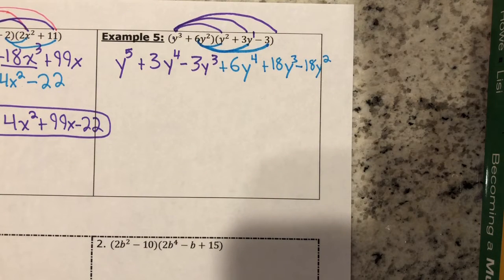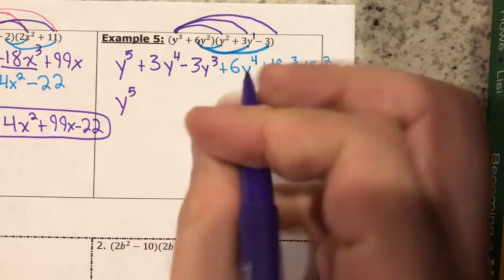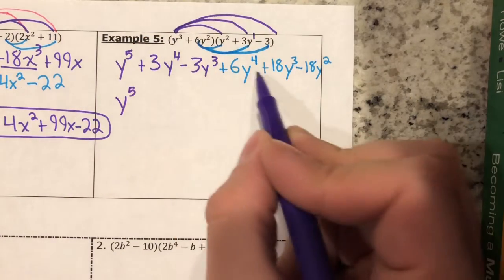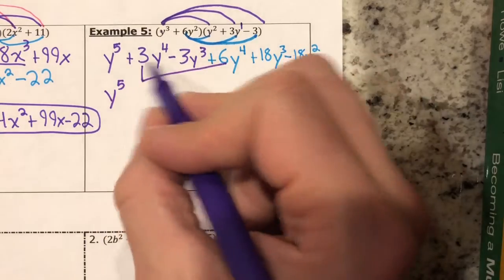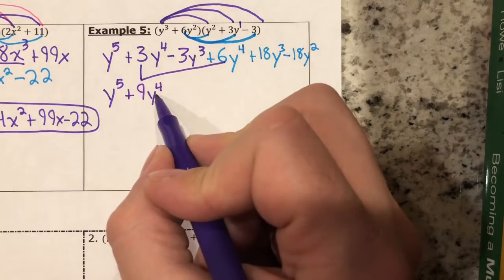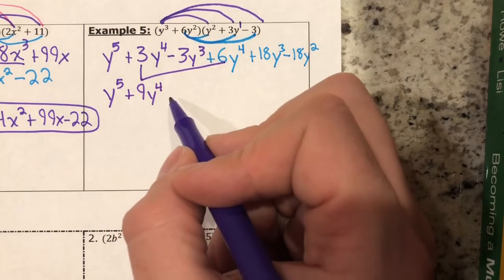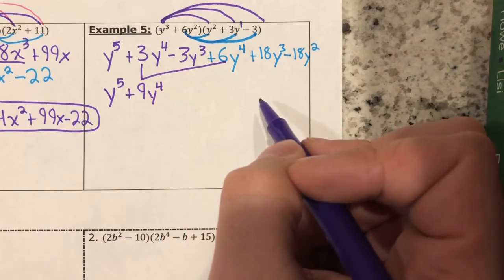All right, so let's follow the order of exponents. So greatest to least, we have y to the 5th. Then we have a couple y to the 4th that we can combine. So 3 and 6 would make 9. The exponents, you keep the same. You don't add the exponents when you're adding. You only add them when you multiply.